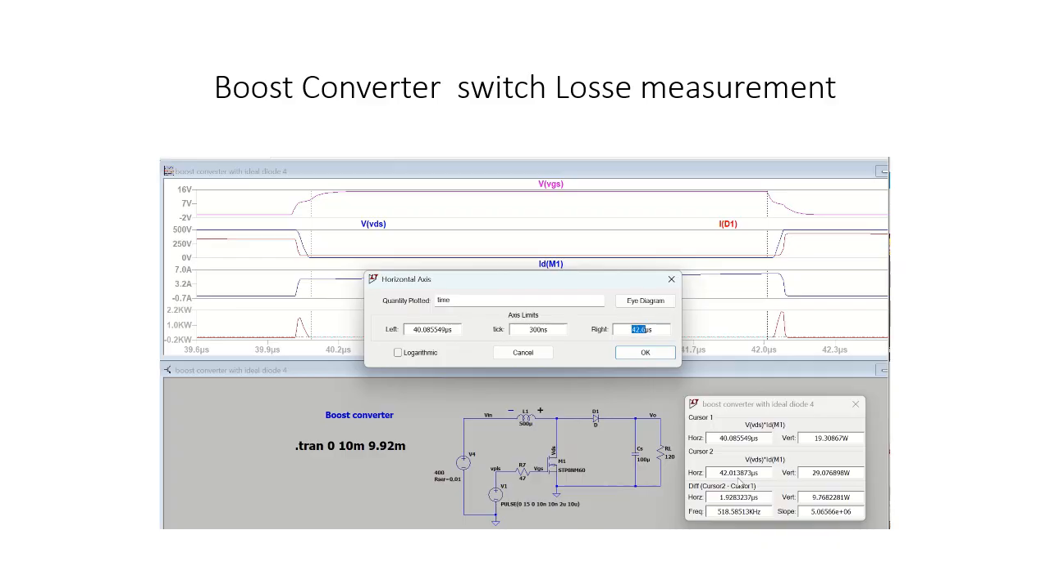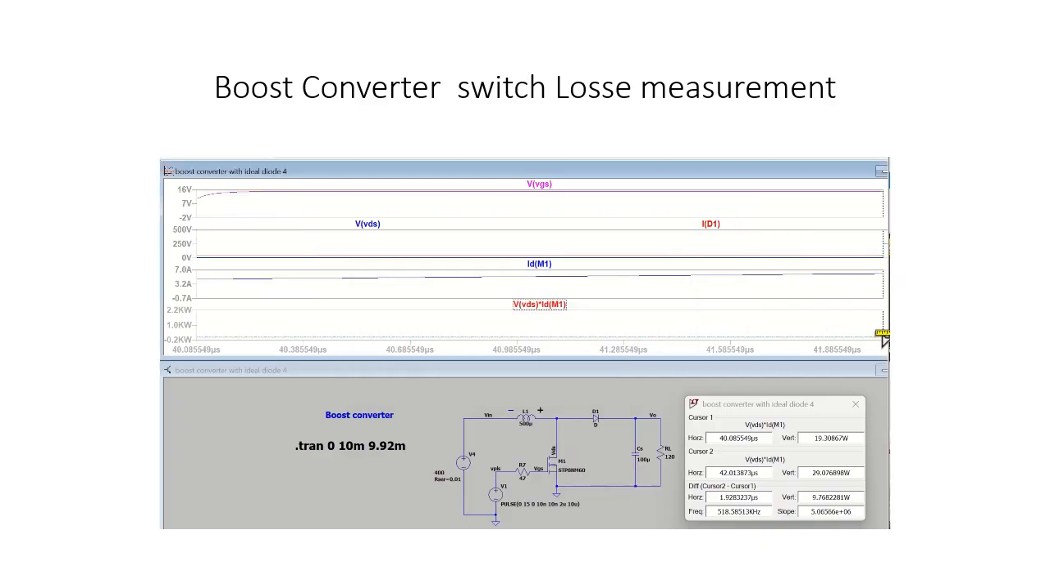this is the cursor 2 time. There is an end of on period, that is 42.013873. Okay, there are two dots. 42.013873. Okay, both are fine. I press OK here. Now the interval shown is just the on time.